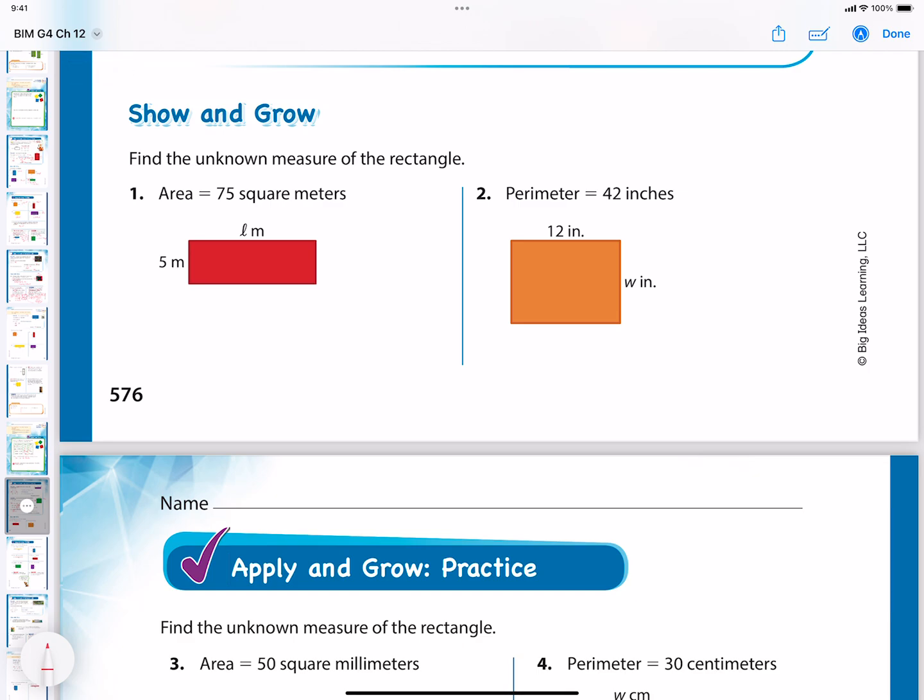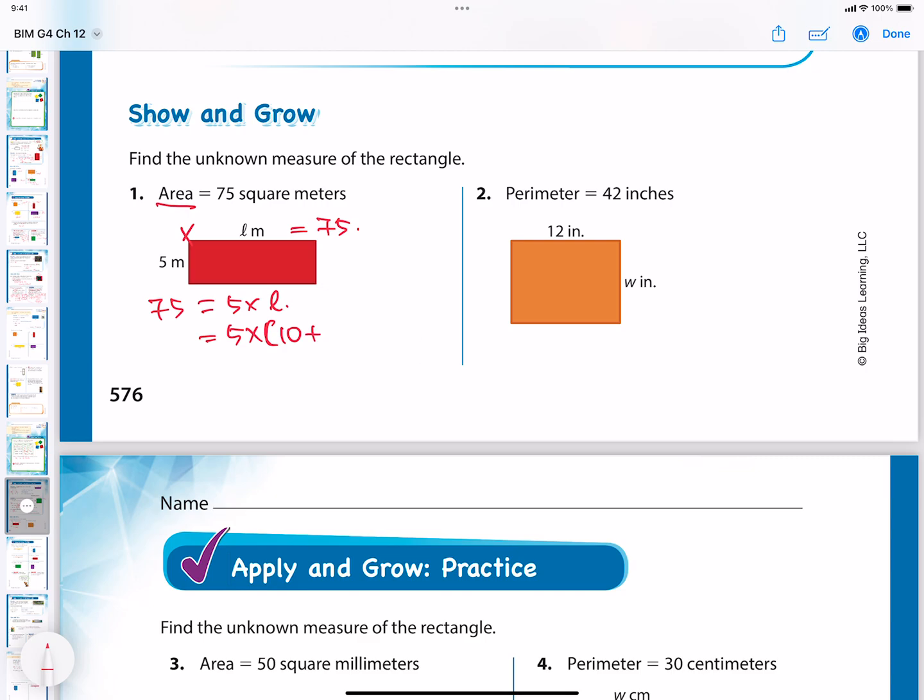Number 1, find the unknown measure of the rectangle. Area is 75. So when you multiply 5 times L, which is the length, it has to be 75. So what is the L? That's the problem. So 75 is equal to 5 times L, the unknown number, right? And we know 5 times 10, this is another way, okay? 5 times 10 is 50. And let's add more.